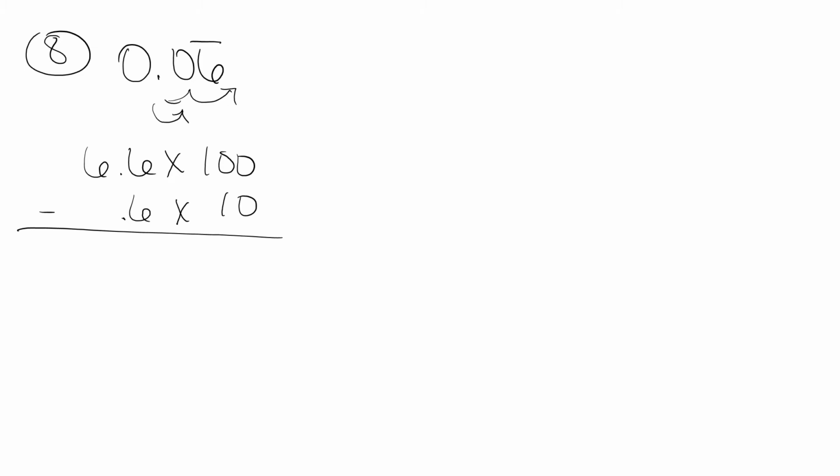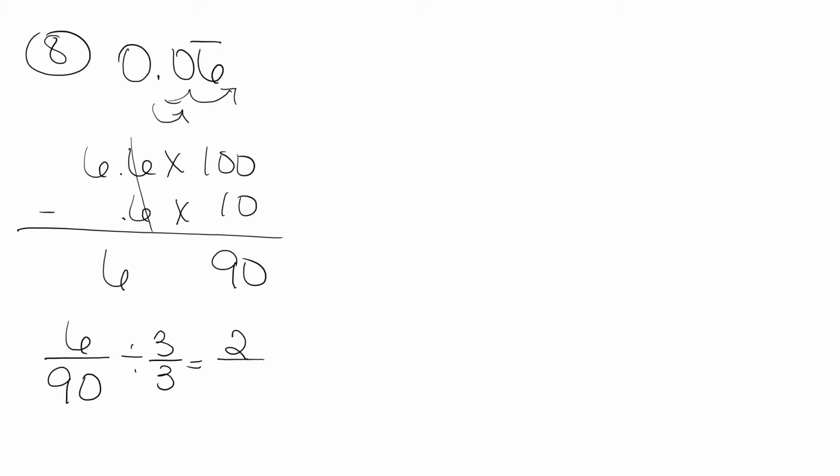Then you're ready to subtract. 100 minus 10 would be 90. These are going to cancel, so that leaves you with 6. So now you have the fraction 6 over 90 that you can reduce. So we're going to divide our numerator and denominator by 3, and that's going to give me 2 over 30. Both numbers are even, so I can divide out a 2 into the top and bottom. And so that will take my answer down to 1 over 15, which is in simplest form.